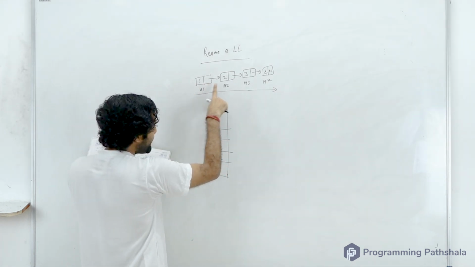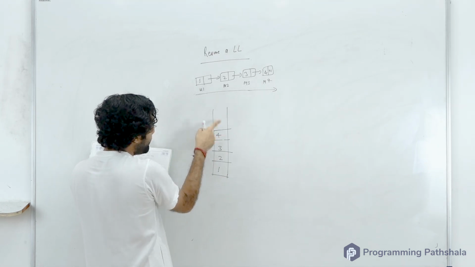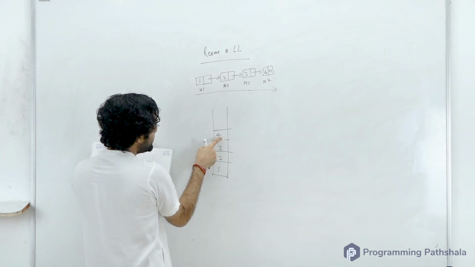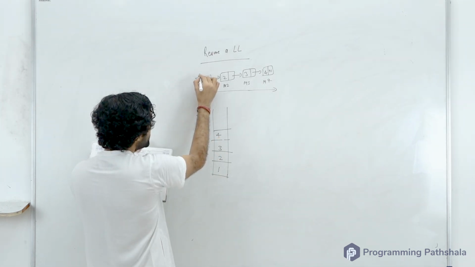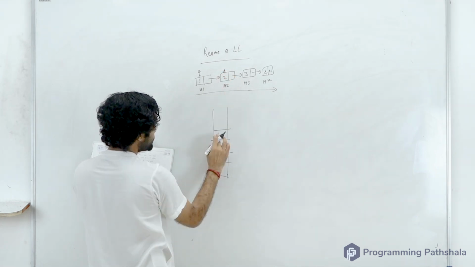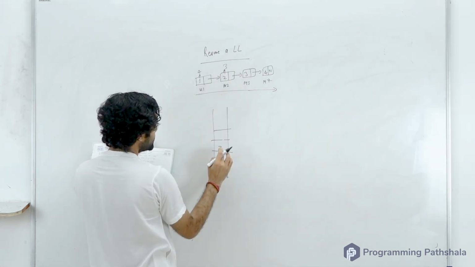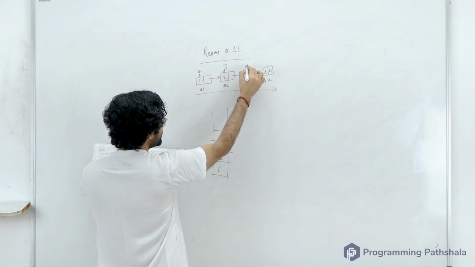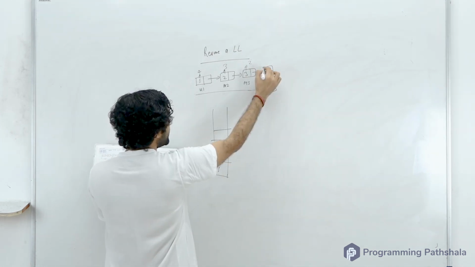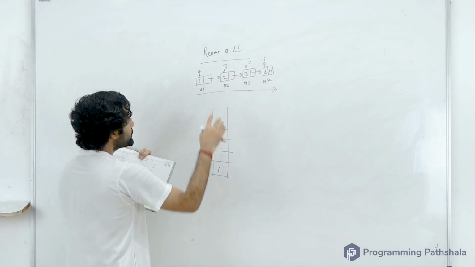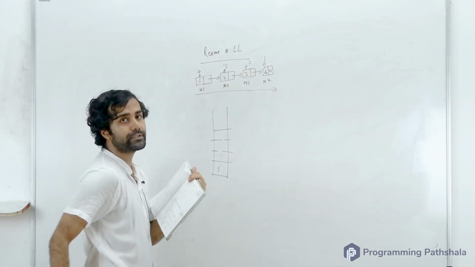Now I can retraverse, and while traversing I am popping everything from here and overriding this value to 4. This will be overridden to 3. This will be overridden to 2. And this will be overridden to 1. So this 4, 3, 2, 1 looks like the reverse of 1, 2, 3, 4.